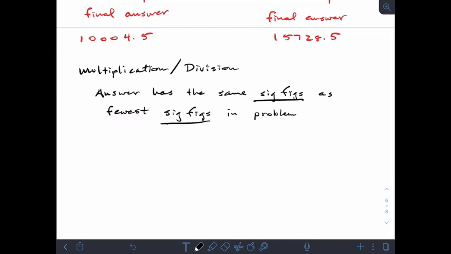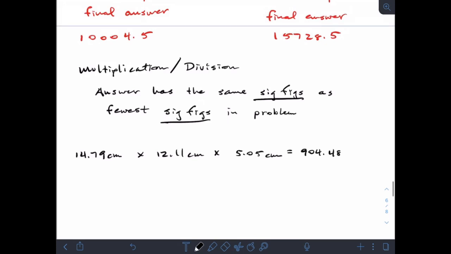So if I, for example, multiply, let's say I want to figure out a volume of a container, and I'm measuring the sides of the container, and one side is 14.79 centimeters, and the other side is 12.11 centimeters, and the third side is 5.05 centimeters. So when I punch that into the calculator, what I get back is an answer that says 904.489845 cubic centimeters.